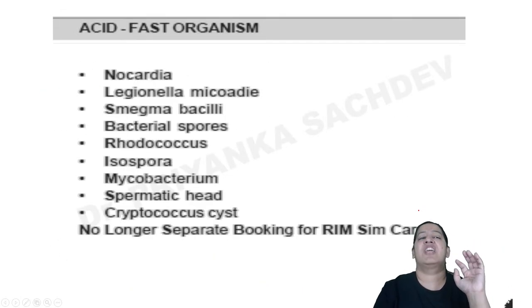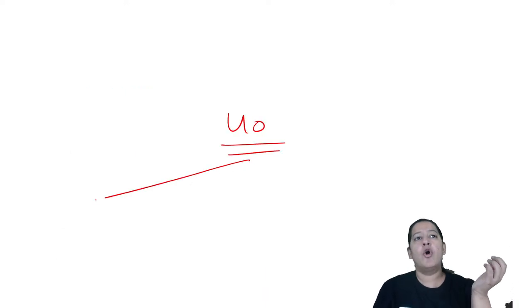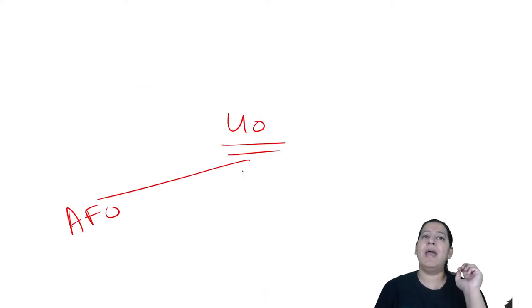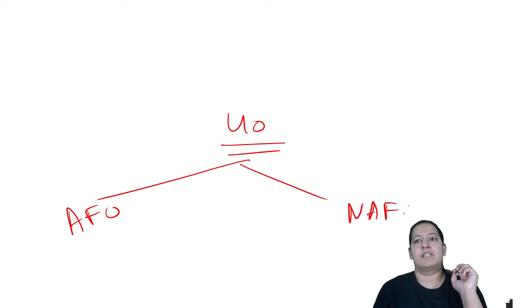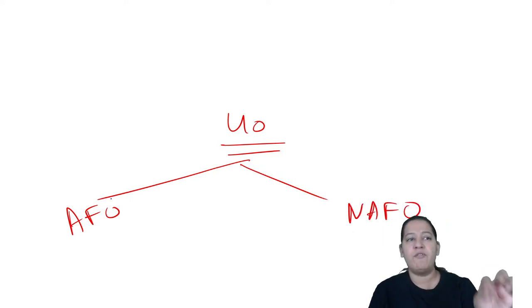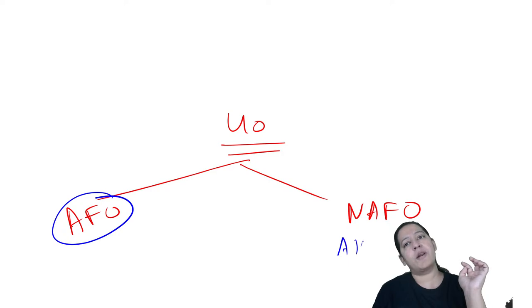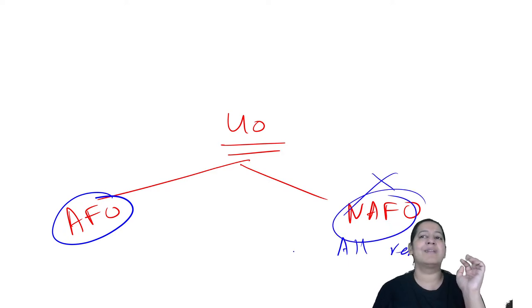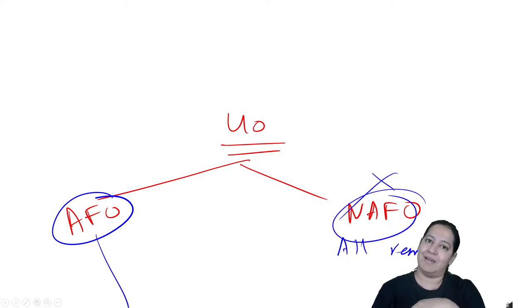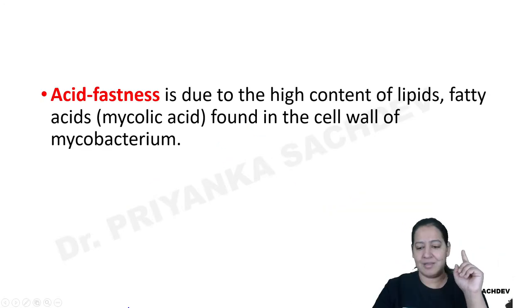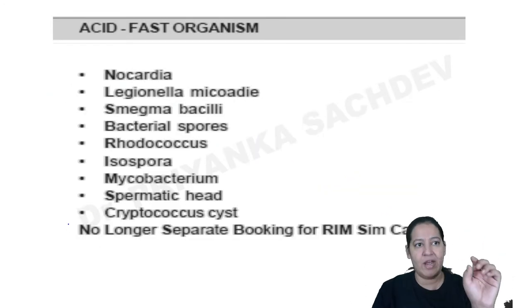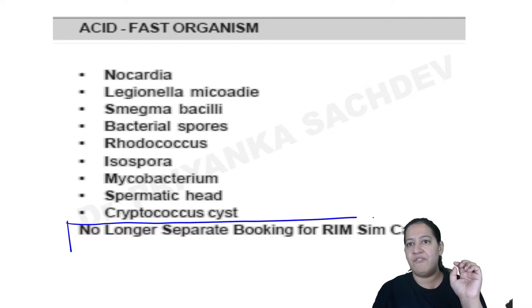Rahi baat classification ki. So total 40 to 50 bacteria are there na. Unme se kitne acid fast organism hai? Kitne non-acid fast organism hai? You tell me. You learn the names of only acid fast. Bache hue all remaining are non-acid fast. Isko learn karne ki zarurat nahi hai. So acid fast aapko kitne pata hai? So these are the acid fast organisms. There is a mnemonic for it. So the mnemonic is in front of you.